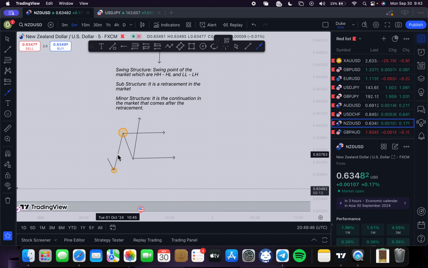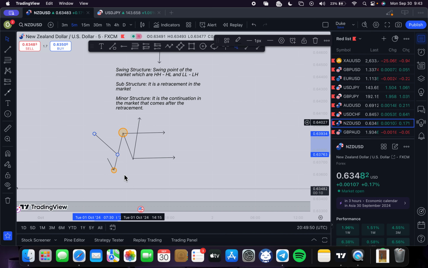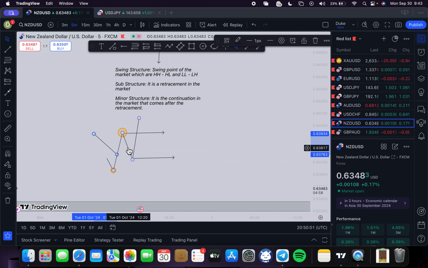You get, I know you have questions because it looks like this one, right? It looks the same thing like this, right? Yes, it is also swing. There is a substructure. This particular place is a substructure, and this is your minor structure. But minor structure stops immediately at this break, which is a break of structure.